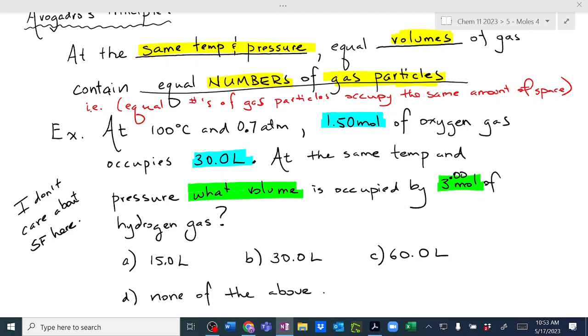Yes, it is option C because we started with 1.5 moles. How does 3 moles compare to that? It's 2 times as much, yes? And therefore, if you have 2 times as many particles, it should occupy 2 times the volume. If it was the same number of particles, it would be the same volume. Okay, so there we go.